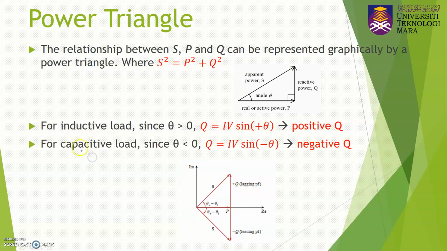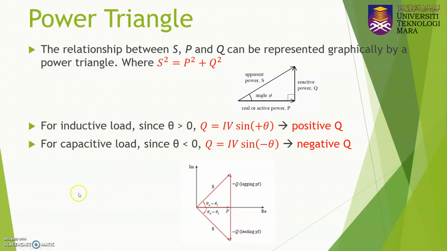For a capacitive load, your theta is less than 0, meaning that theta V is smaller than theta I. When the smaller number minus the larger number, you get a negative number, less than 0. So in this case your angle is negative. That's why you are getting negative Q. So you are having the capacitive load at this region. So it is negative Q, and in this case we consider it a leading power factor.